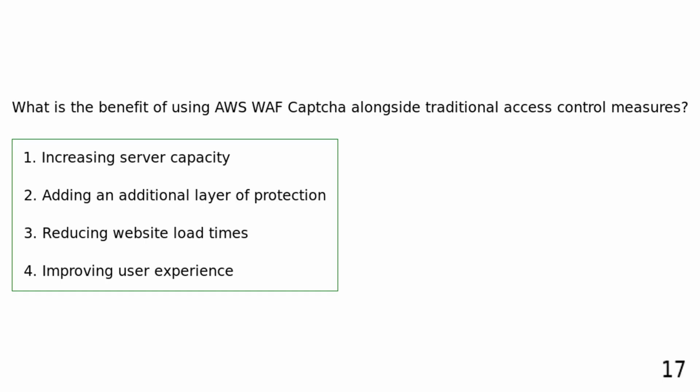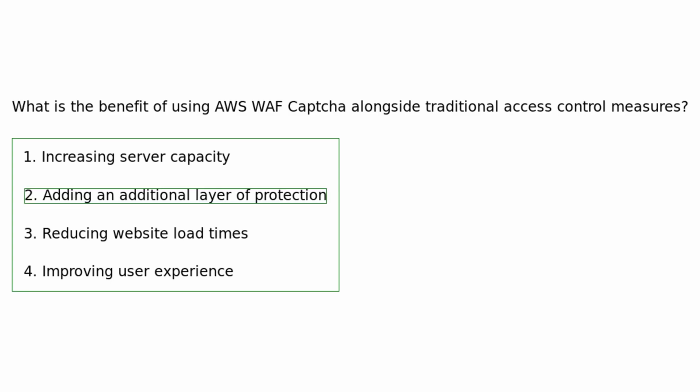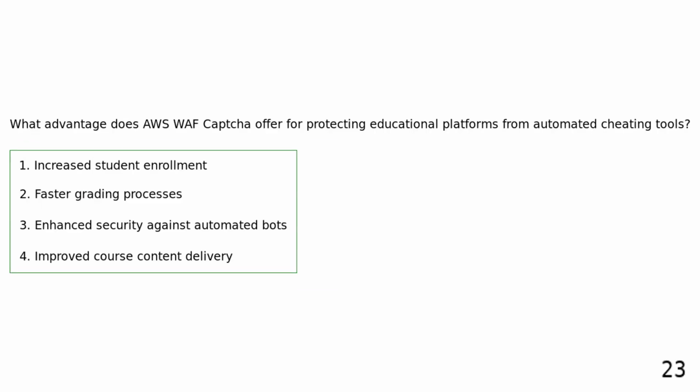What is the benefit of using AWS WAF Captcha alongside traditional access control measures? Increasing server capacity. Adding an additional layer of protection. Reducing website load times. Improving user experience. Using AWS WAF Captcha alongside traditional access control measures adds an additional layer of protection to help defend against malicious traffic.